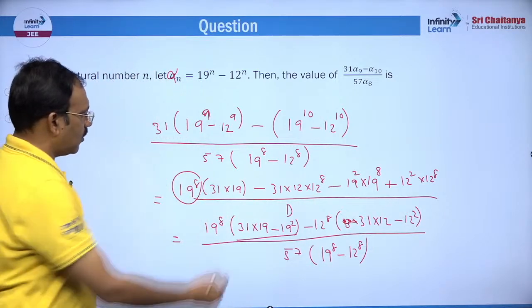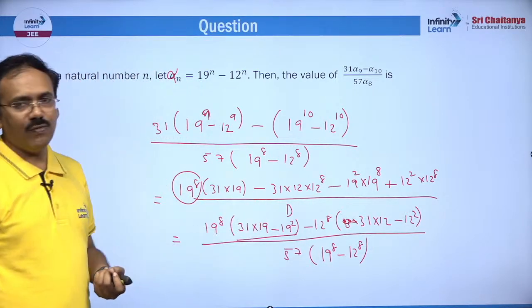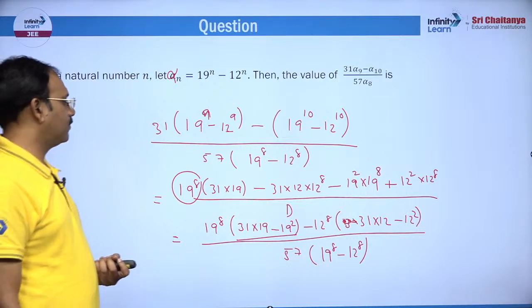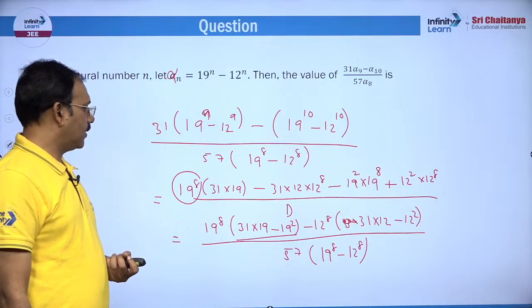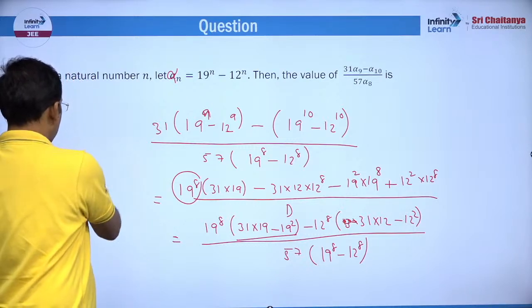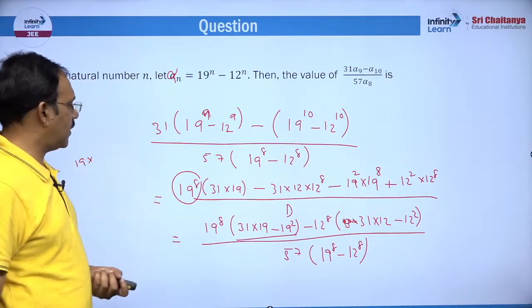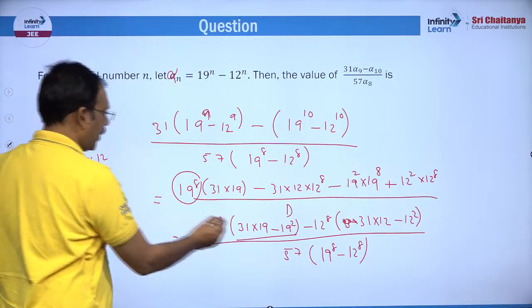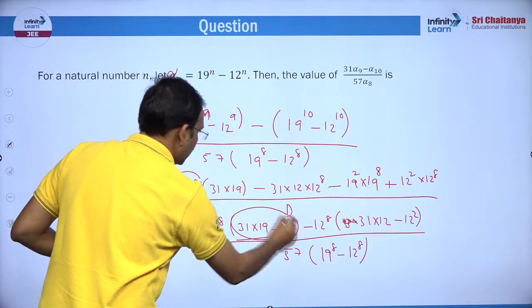So, if you take out these two, they get cancelled, and you will get the answer, my dear friends. Okay. So this is going to be 19 into, you can say, 20, this is 12. This is going to be 19 into 12, my dear friends.